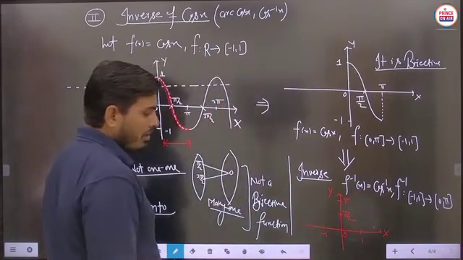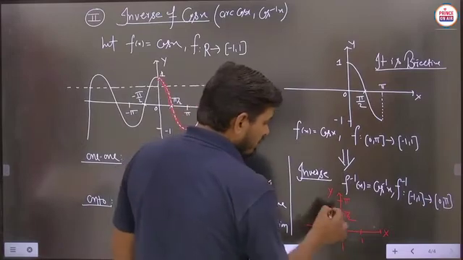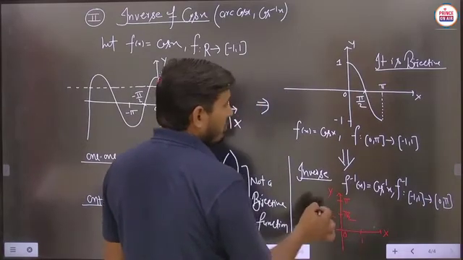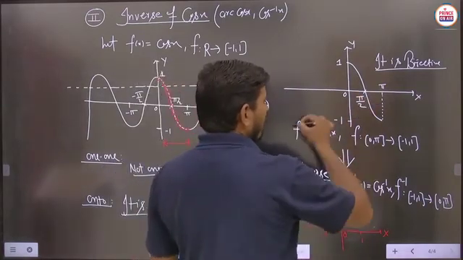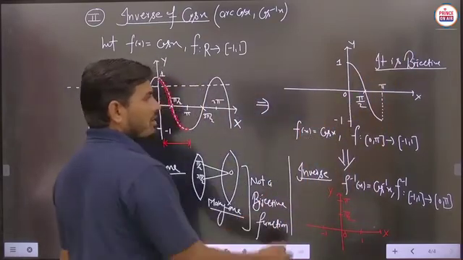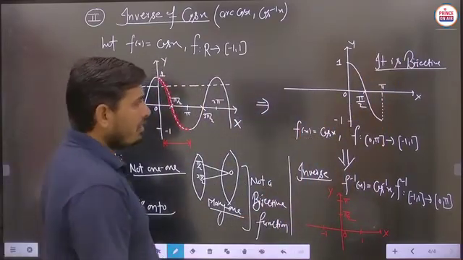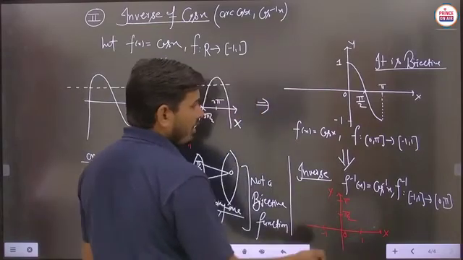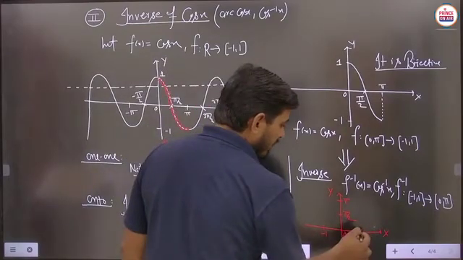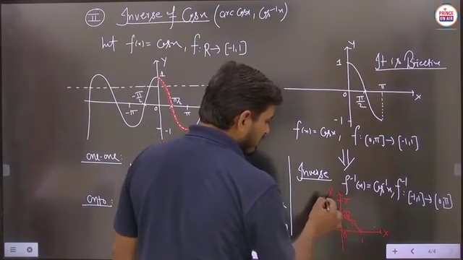Is it clear? So basically, student, here this graph should be like this. For this particular graph, we have to make the line y equals x, then we will take the mirror image of each and every part. So definitely if we make the graph, then the graph should be like this. Is it clear?